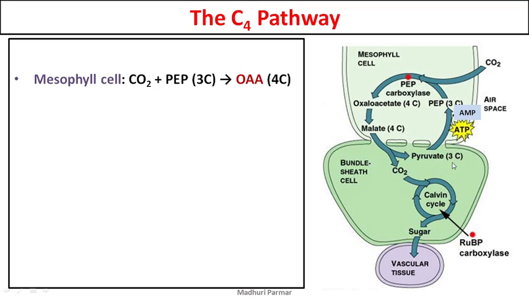Pyruvate, which is a 3 carbon compound, will again be converted into phosphoenol pyruvate. So this is the regeneration step. This PEP will now be present in the mesophyll cell. This pyruvate will move out into the mesophyll cell and get converted into PEP. These steps require ATP.